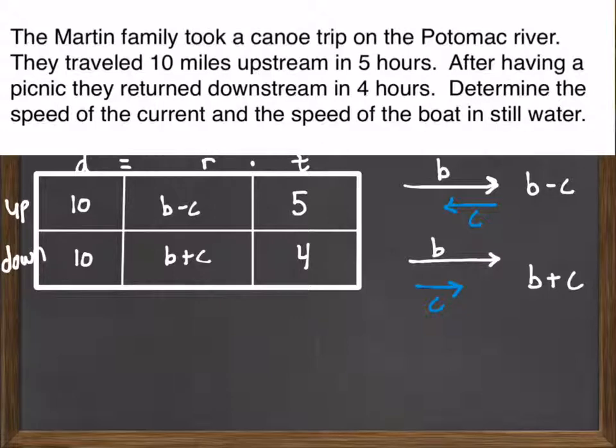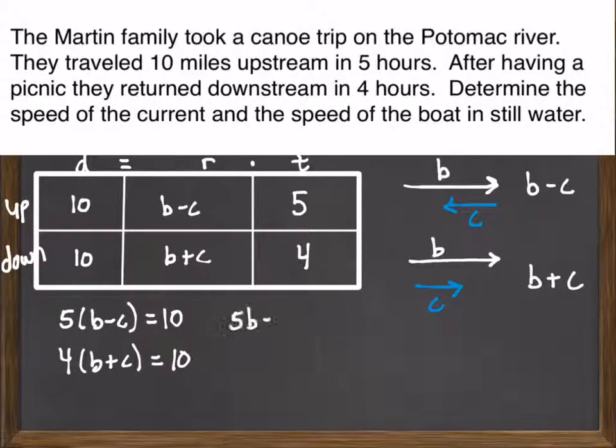And now, unlike the other problem where you had to really work to find an equation, here we can just say, well, distance equals rate times time in both of them. So multiplying the rate times the time in both, 5 times (b minus c) would have to be equal to 10. 4 times (b plus c) would have to be equal to 10. Okay, and then we proceed to simplify. And at this point, you may want to pause the video and try to solve your system.